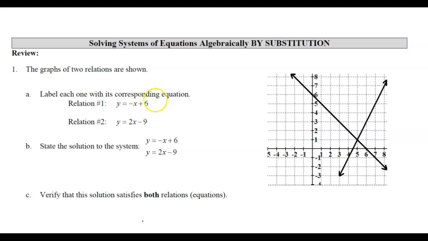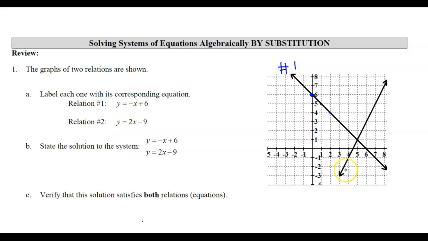So here the y-intercept is 6. There's only one with a positive y-intercept of 6, so that's got to be relation number 1, whether you check the slope or not. You should check if there's more than 2 to choose from. But here, if you go down 1 to the right 1, down 1 to the right 1, you get more points on that line.